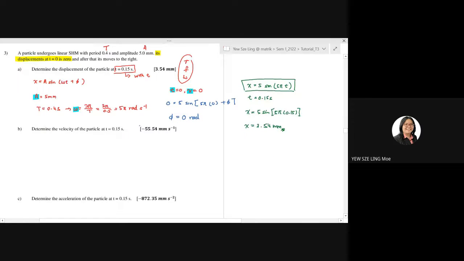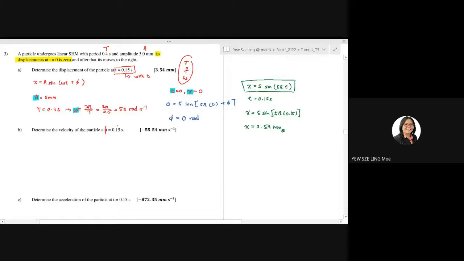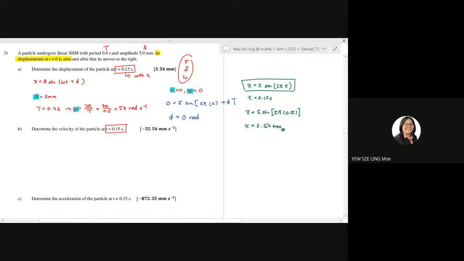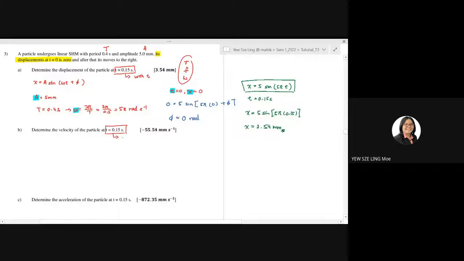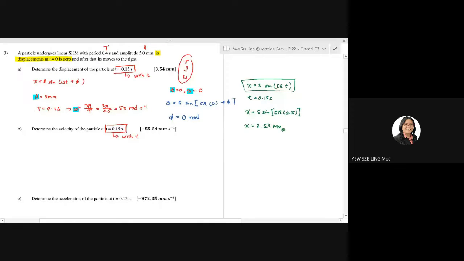So now let's look at question B. Question B determines the velocity of the particle at time t. Again, you are given time. So whenever you are given time, you need to use equations with time. Equations with t. So now let's see. Well, I don't have equations. Again, I don't have equations. What am I going to do?